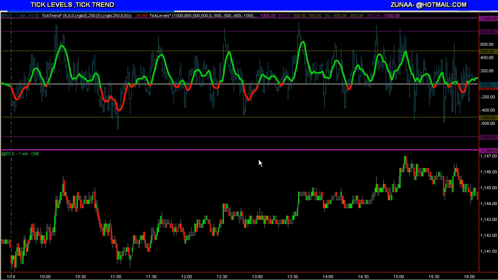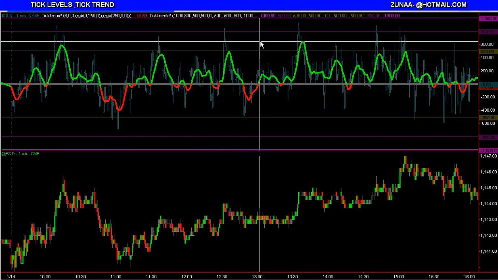I want to take a look at two simple tools that make using NYSE tick so much easier, which are the tick levels and the tick trend. Let's take a quick look at them.